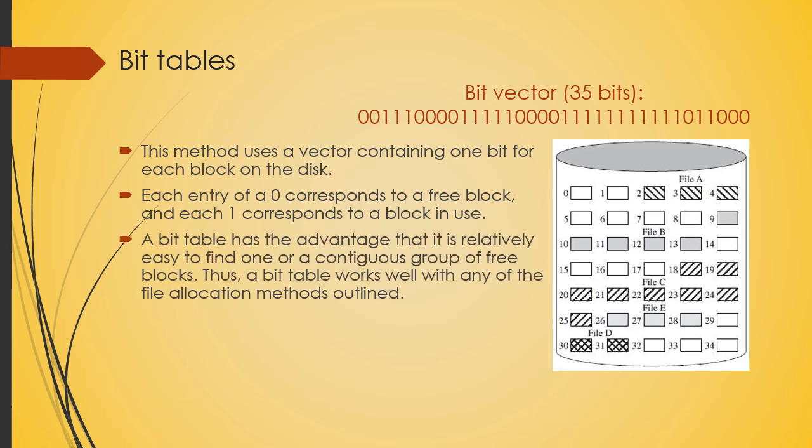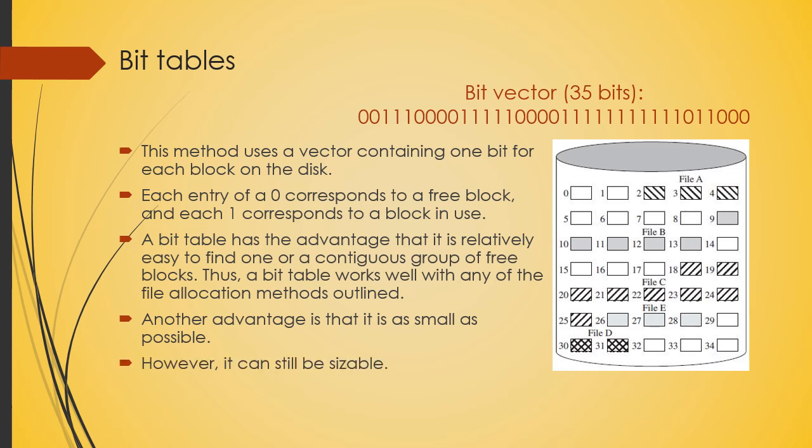A bit table has the advantage that it is relatively easy to find one or a contiguous group of free blocks. You have to find a contiguous group of zeros. Thus, a bit table works well with any of the file allocation methods outlined. Another advantage is that it is as small as possible. However, it can still be sizable.